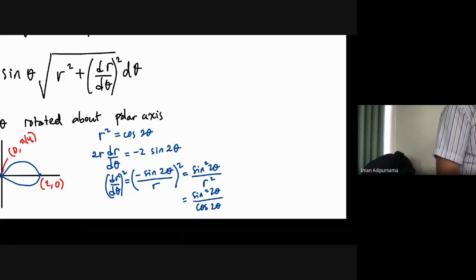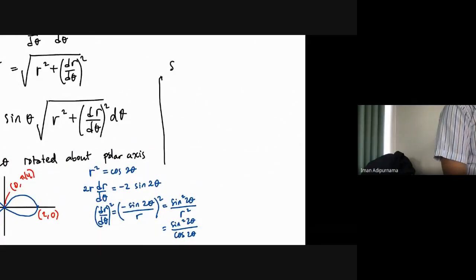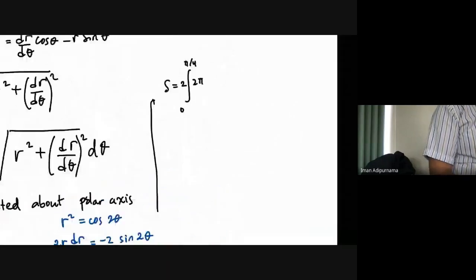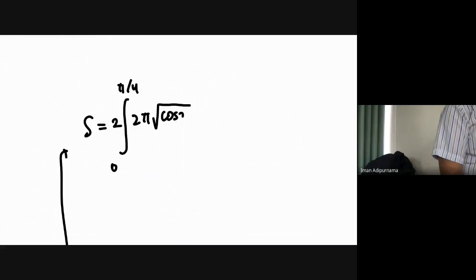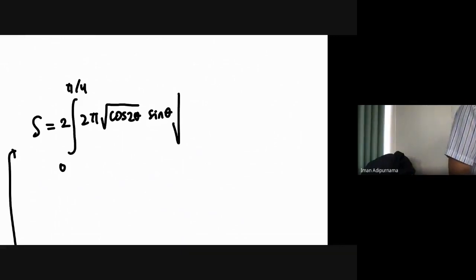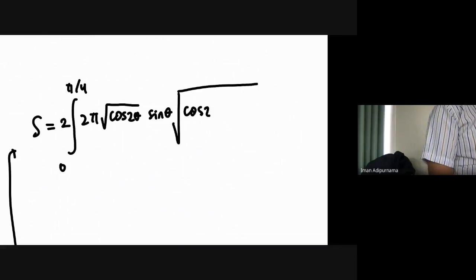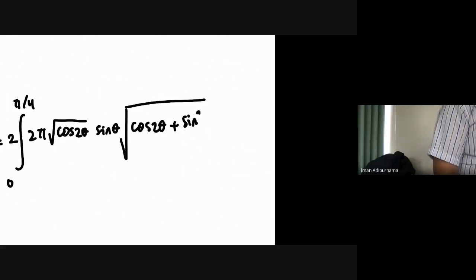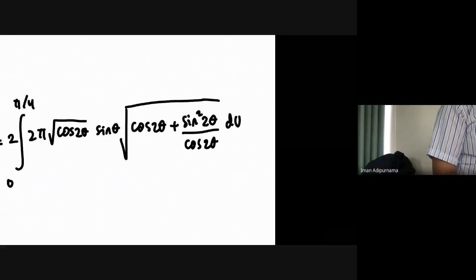Now we can use the equations. I will go here. So S is 2 times the integral from 0 to pi over 4 of 2 pi, and then the r sine theta, where r is the square root of cos 2 theta, and then sine theta. And then square root of r squared, which is cos 2 theta, and plus this result here, so plus sine squared 2 theta over cos 2 theta, and then d theta.